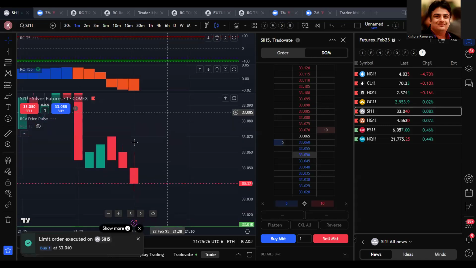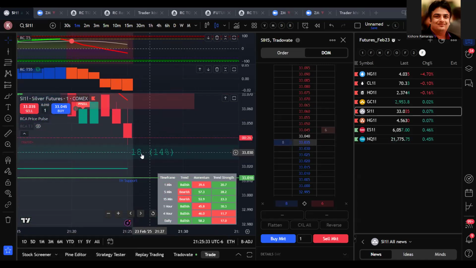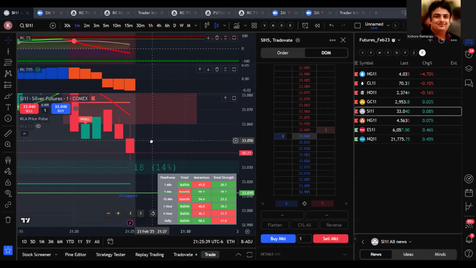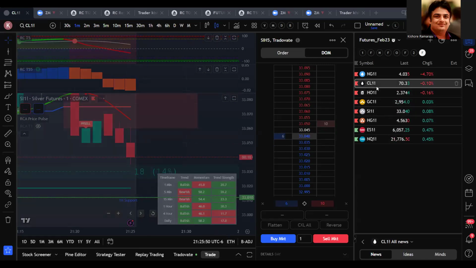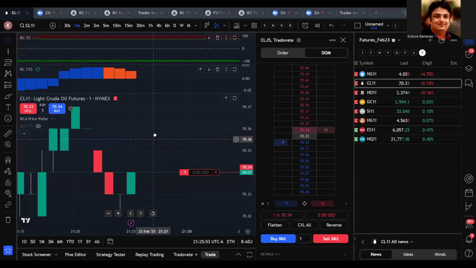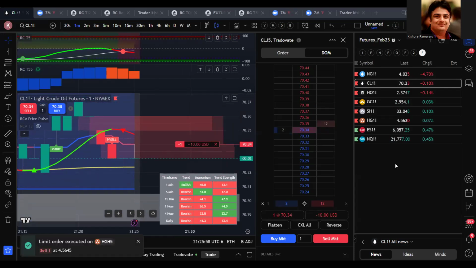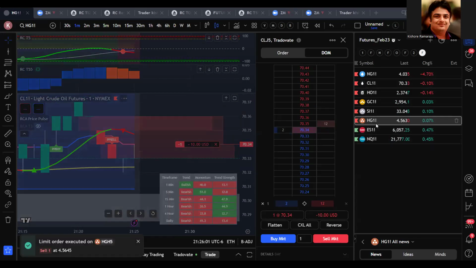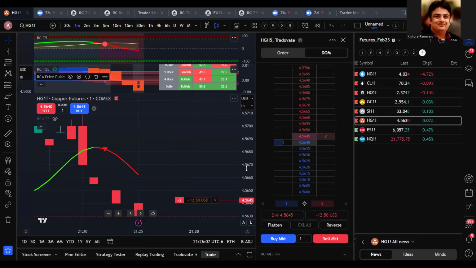Silver also went all the way down. And again, because there is a buy order block here, there is a possibility for a reversal. So we took profits on NQ short, ES short, we took profits on silver short. Only thing which is pending is crude oil and copper. So copper also should make profits in some time.